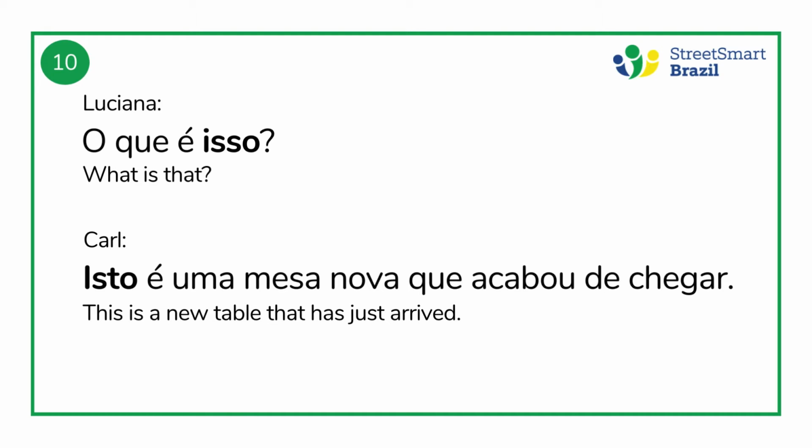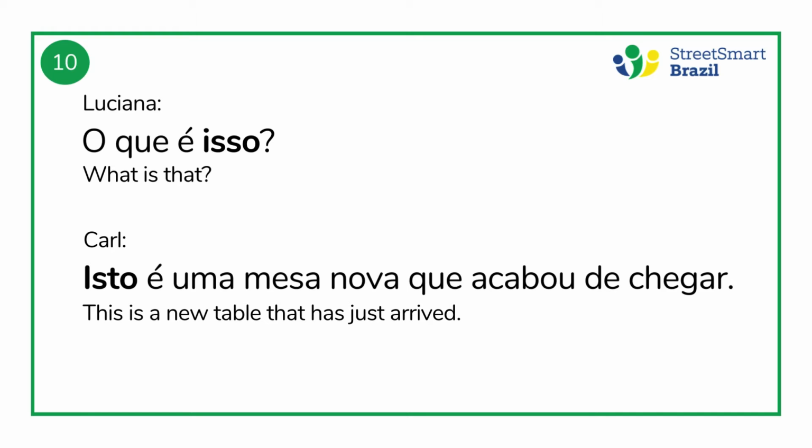And Carl answers, this is a new table that has just arrived. Isto é uma mesa nova que acabou de chegar. So you see, when I ask the question, it's a general idea. I don't have anything after isso. O que é isso? He's saying isto é, so the word isto is followed by a verb, not a noun.